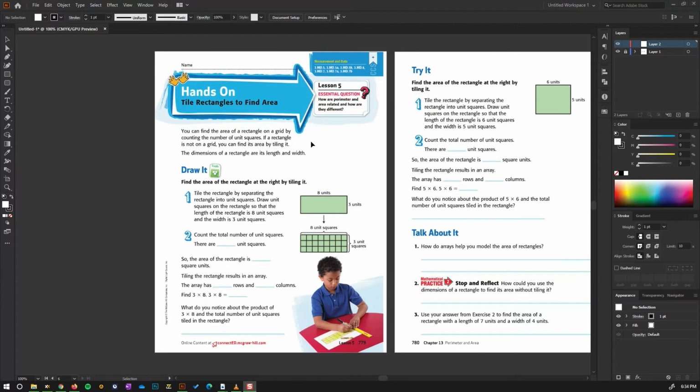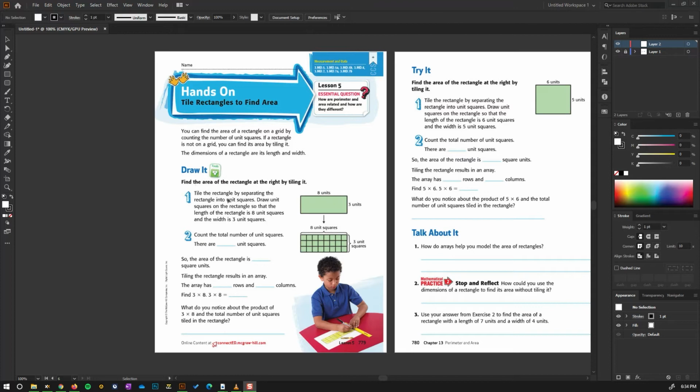find the area. So, you can find the area of a rectangle on a grid by counting the number of unit squares. If a rectangle is not on a grid, you can find its area by tiling it. The dimensions of a rectangle are its length and width. Find the area of the rectangle at the right by tiling it.